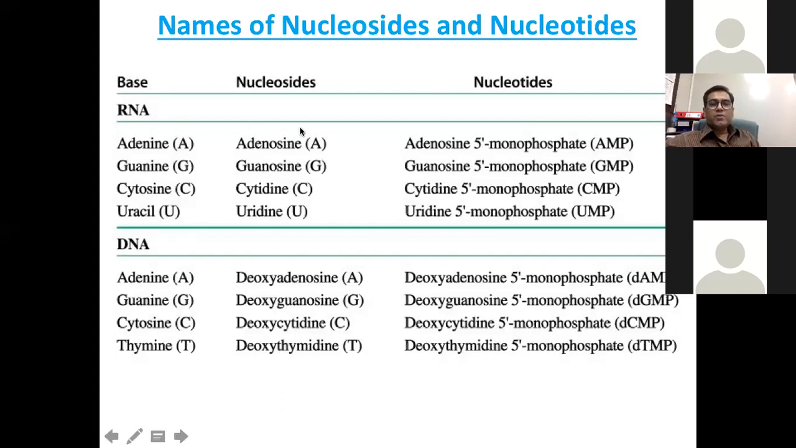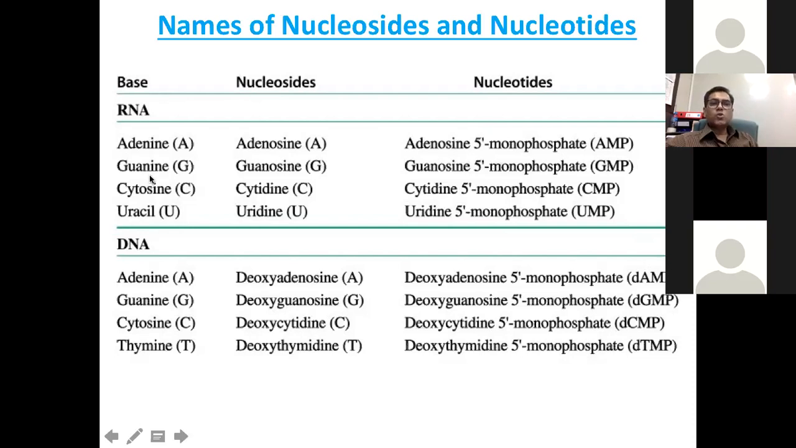Adenosine. And if this same adenine gets attached with the pentose sugar ribose and a phosphate group with it, we will call it adenosine 5 prime monophosphate. Now what does this 5 prime mean? This means that in that structure this phosphate group is attached to the carbon number 5 of the sugar. Okay, so this is the difference.